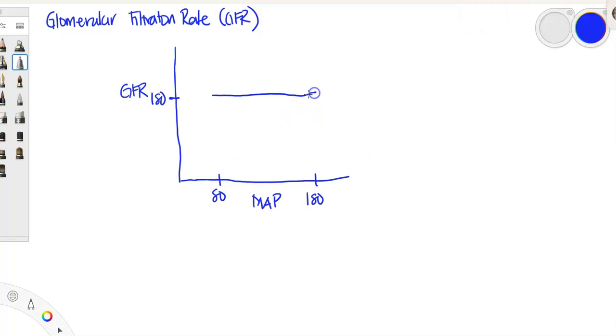So no matter what happens to your pressure, ranging from 80 to 180, up and down or whatever, glomerular filtration rate stays the same. It's able to be maintained. Okay? Below 80, GFR goes down. Above 180, GFR goes up. Okay? But here, between 80 and 180, there is no change. Okay, so how does this happen?